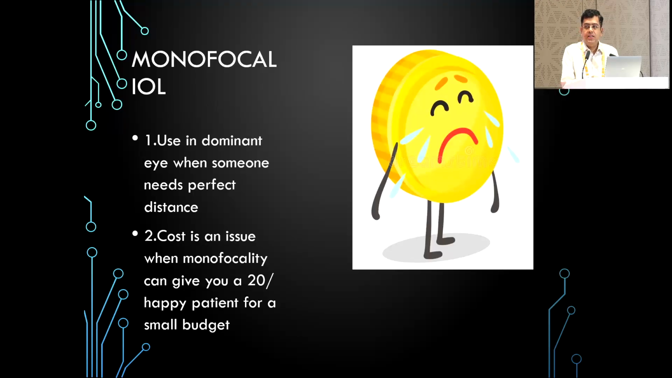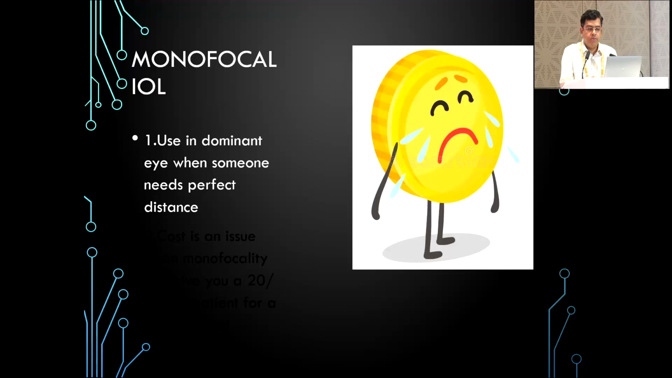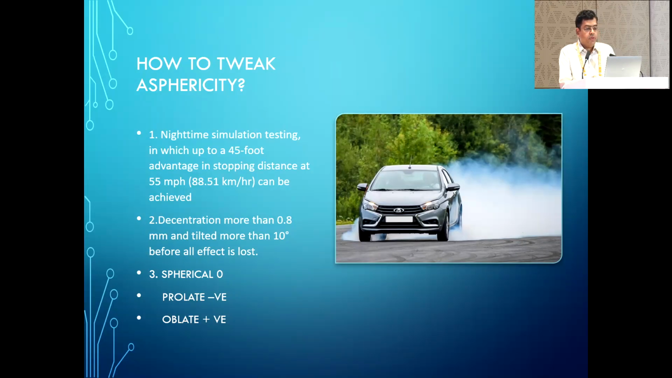So when somebody says, I don't have so much money, but I would like to have a vision that can see both distance and reading, don't forget to use the monofocal lenses, where you can think about giving them good monovision, with one eye for distance, that's the dominant eye for distance, and the non-dominant eye for reading. So how to tweak asphericity? Asphericity is the one we talked about 20 years back, and now we have gone back to making spherical lenses in the name of EDOF.